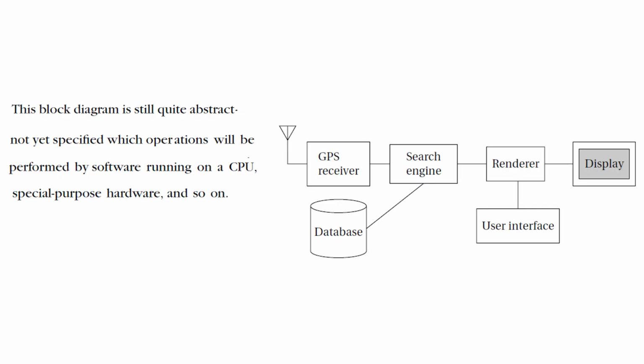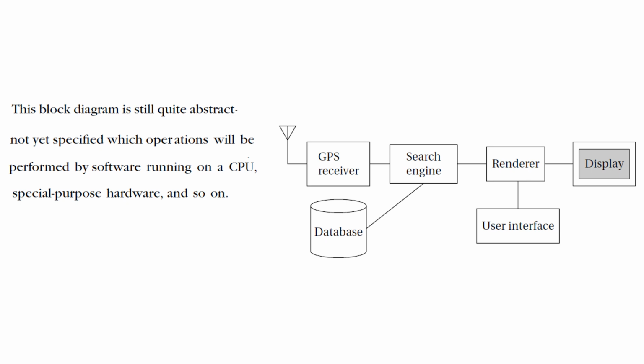So this is the architecture of your GPS system. It includes the database, user interface, GPS receiver, search engine, then display. Here they are not separating which is a hardware device and which is a software device. It is a general block diagram of your GPS system. The GPS receiver is receiving the data from the satellite, and through the search engine we are able to search the places. If I want to search for Savita Engineering College, from Ayapandanga, I have to search for Savita Engineering College.